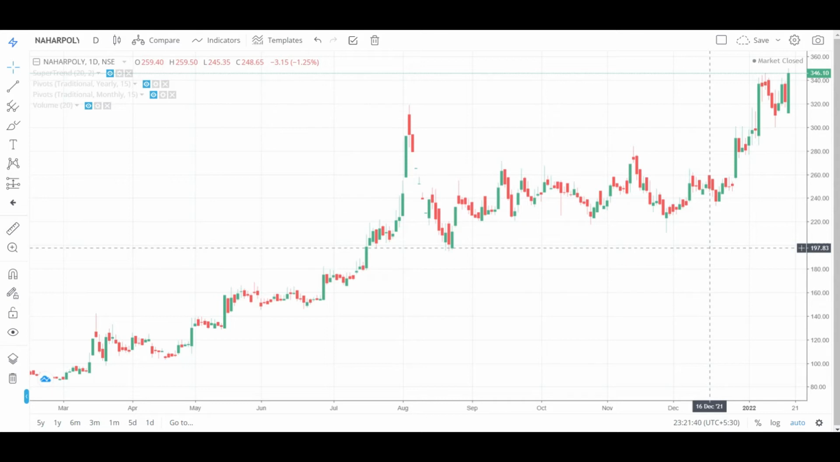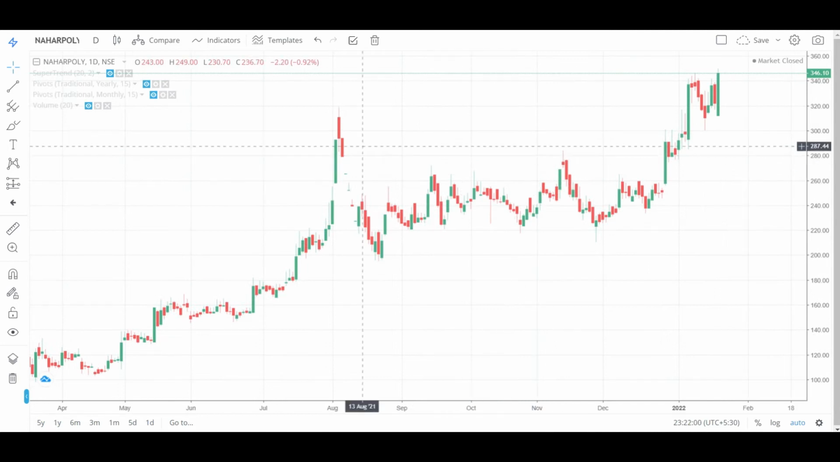I have opened this stock chart, Nahar Poly. First I will show you that Nahar Poly is satisfying the trend template, and then I will show you how it has formed VCP. So let's dive into it. As you can see, this is the Nahar Poly chart.